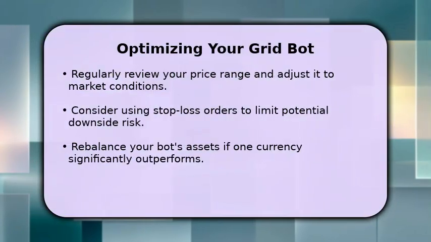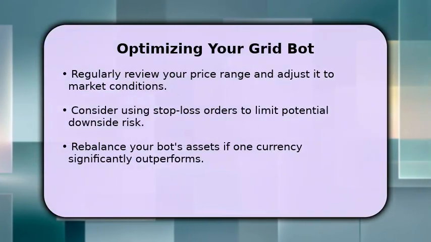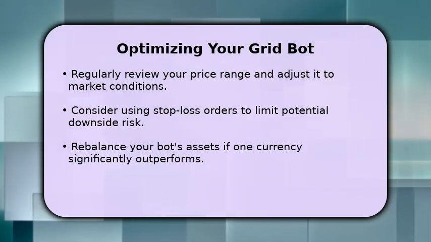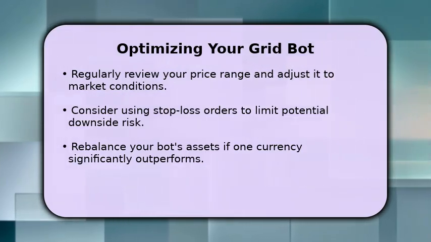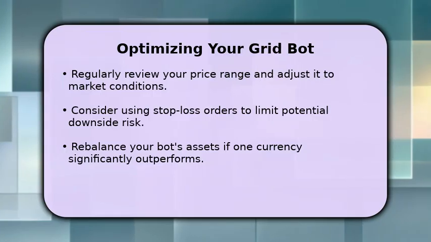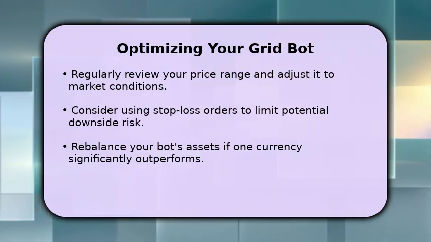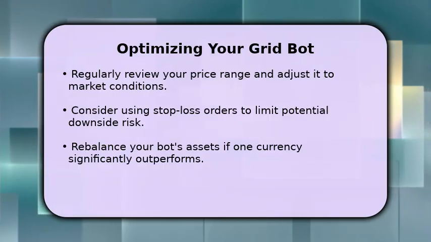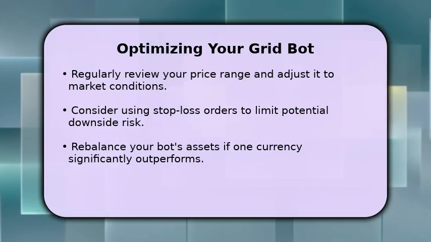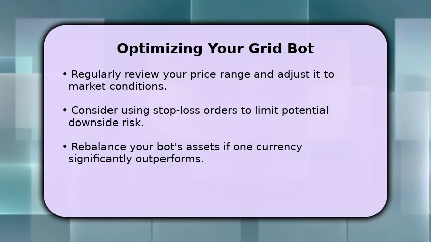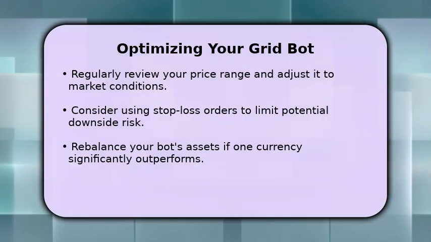To optimize your grid bot, regular monitoring is essential. Periodically review and adjust your price range to align with current market conditions, preventing the bot from becoming inactive. Consider implementing stop-loss orders to protect your capital from significant market downturns. If one of your assets experiences a substantial price change, rebalancing your bot's holdings can help maintain its effectiveness. Continuously observe its performance and make necessary tweaks to maximize its profitability over time.